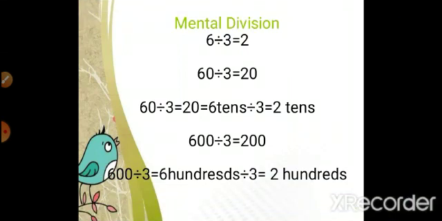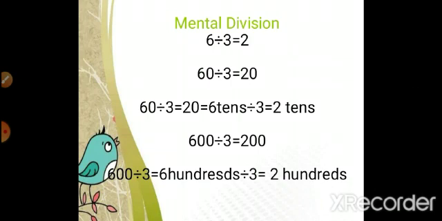Now here we are dividing a 3-digit number, or you can say hundreds. 600 is divided by 3. 6 hundred-rupee notes have a value of 600. Let us divide 600 by 3. Now, how many 100 rupee notes are there in each group? There are 2, and 2 hundred-rupee notes have a value of 200. So 600 divided by 3 is equal to 200.